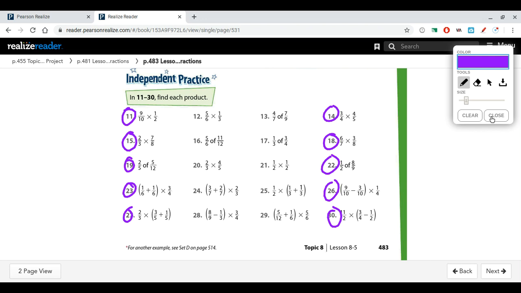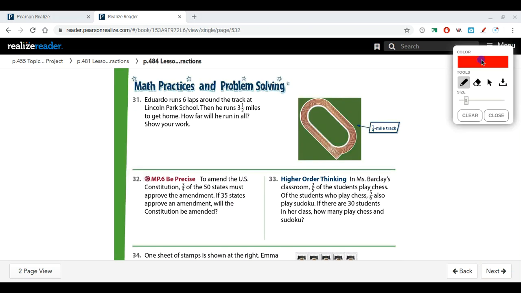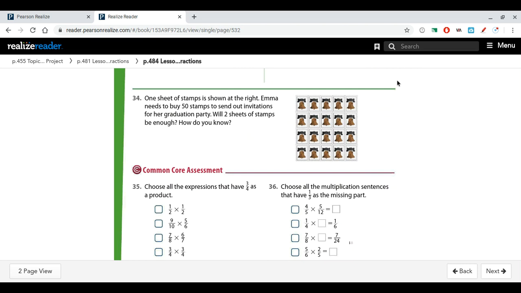And then if we go to your math practices and problem solving, what I'd like for you to do on this page is go ahead and do 31, 32, 33, and then I'd like for you to do problem 35. So your last problem that you're going to do is going to be problem number 35.